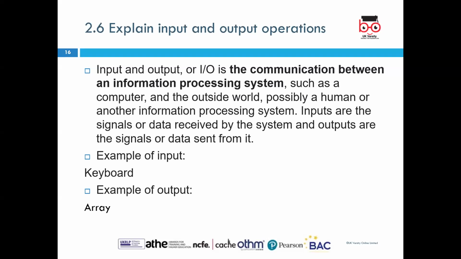Input and output. These are the communication between an information processing system. We're going to have an input such as a keyboard, where we initiate the keyboard so that it allows us to enter a set of values. And our output could be our array or our multidimensional array.